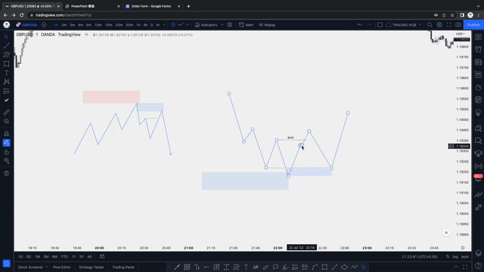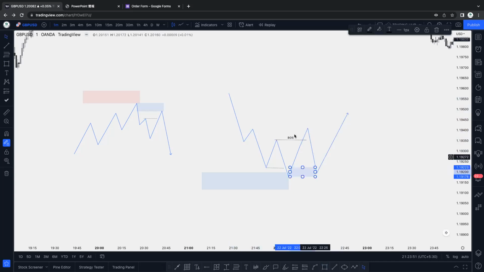the CHoCH, for example here, and people do something wrong here: they sell here directly without inducement. Okay, and they sell here because this is a CHoCH. CHoCH or BOS, and then what happened, people sell here, then the market sweeps this high which is here. Okay, and then goes higher.